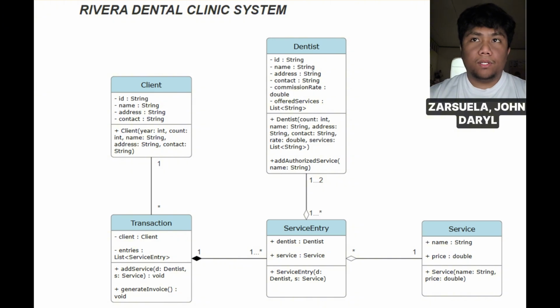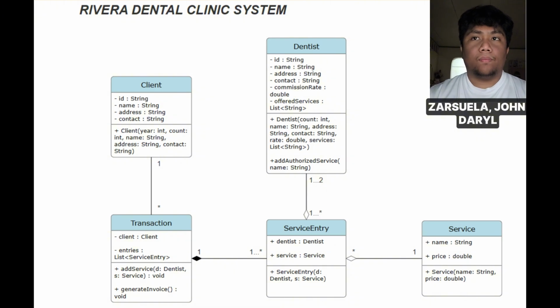First, the composition, the solid black diamond here. This is the strongest link in our system, connecting the transaction to the service entry. In medical software, a service like an extraction cannot exist without a visit record. By using composition, our system ensures that if a transaction is deleted, all its associated service entries are wiped clean, preventing ghost data and billing errors.